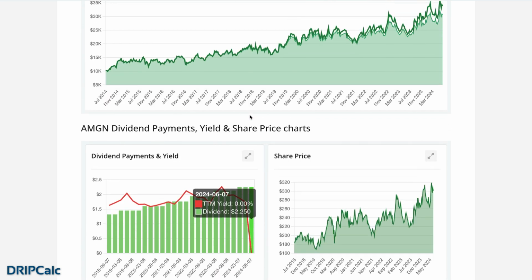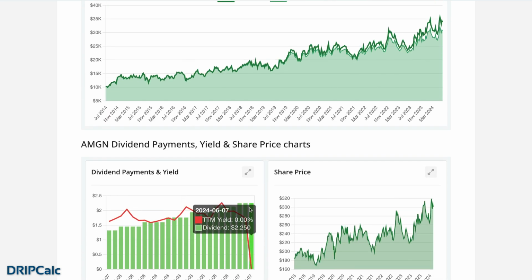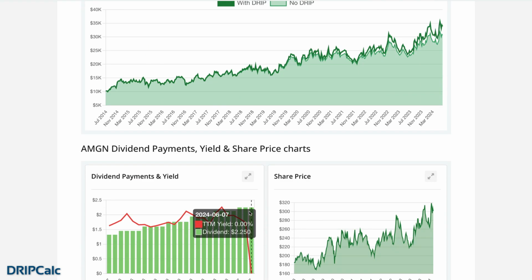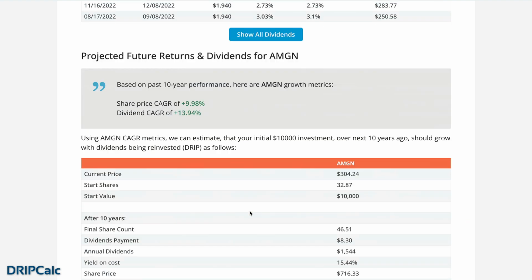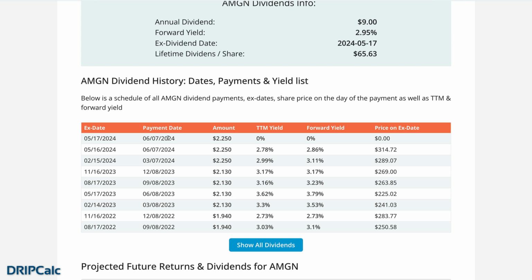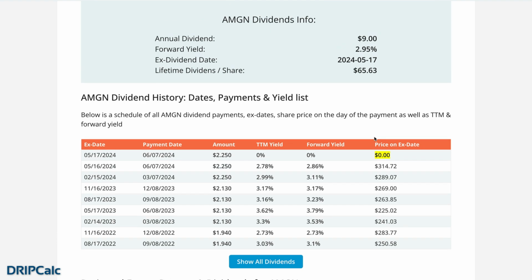They probably... interesting. 607. What's going on? Let's look at dividends. Forward yield. This didn't get updated. I don't know why. So we have to fix this also.